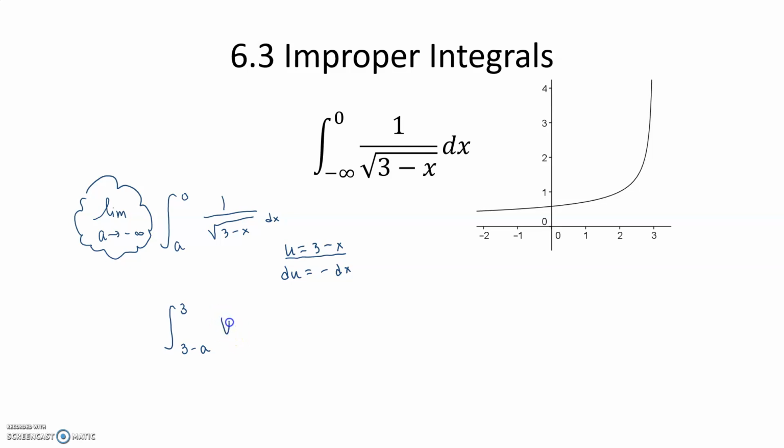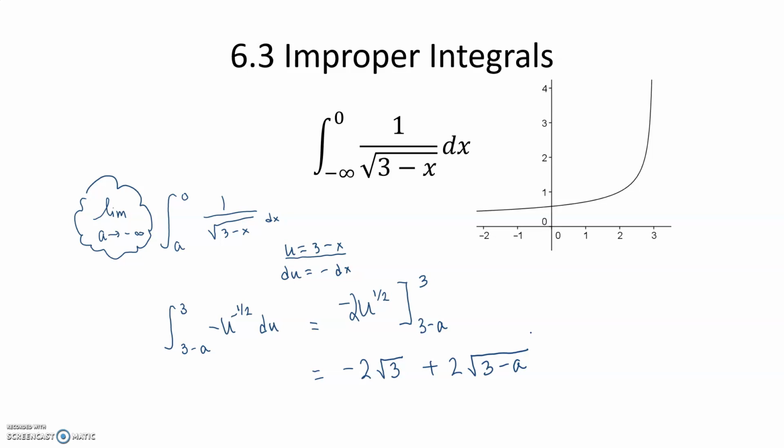And so then I have u to the negative 1/2 du, and it's negative. And so then I'm going to do the antiderivative. So that would be negative u to the 1/2 divided by 1/2, so 2. And then we're going to go from 3 minus a to 3. And so this becomes negative 2 times the square root of 3 plus 2 times the square root of 3 minus a.